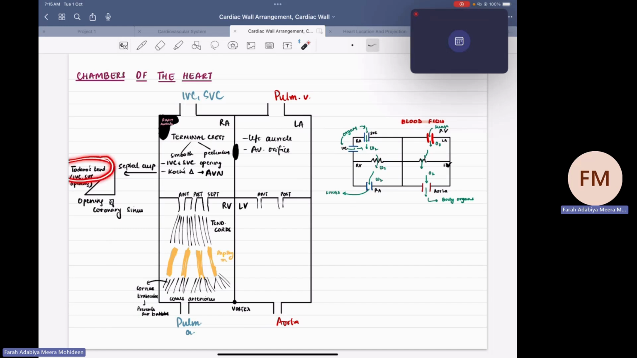Then you have your inferior and superior vena cava opening, right? That is your Todaro's tendon, okay? And then you have another important topography, Koch's triangle, where you'll find your AV node. So the two nodes are present in the right atrium itself, right? And you need to know where. SA node is present in the terminal crest, and your AV node is present in Koch's triangle. Now, what are the borders of your Koch's triangle? It is your Todaro's tendon, your septal cusp of your tricuspid valve, and then the opening of your coronary sinus.